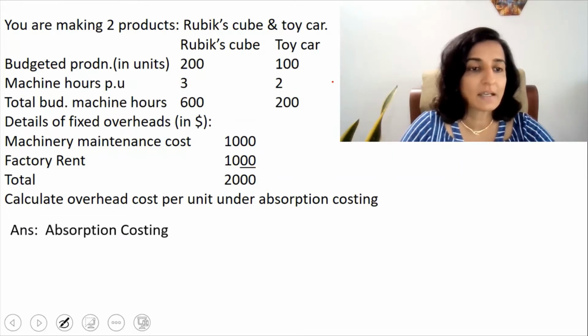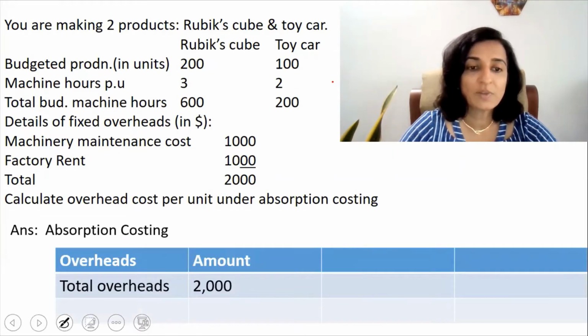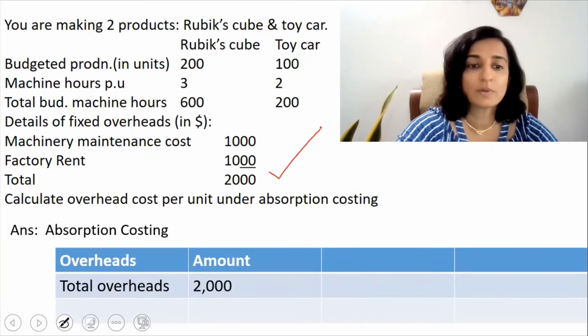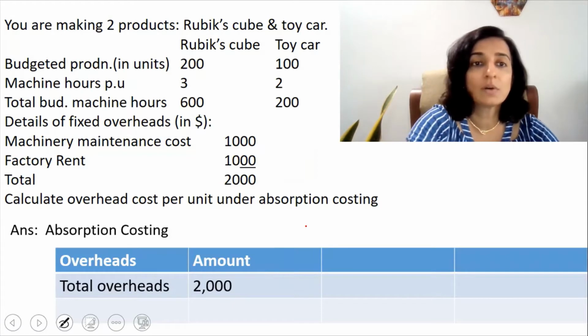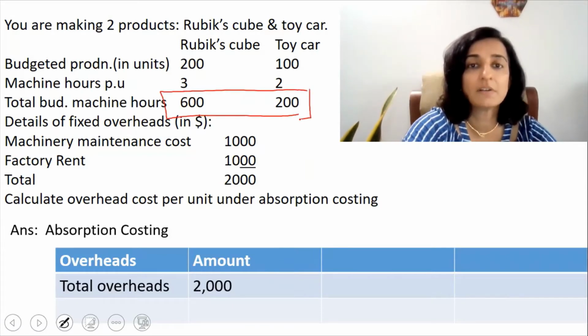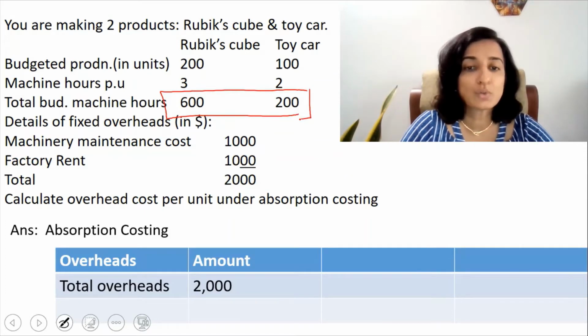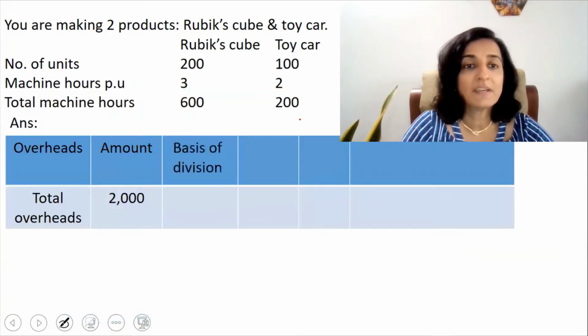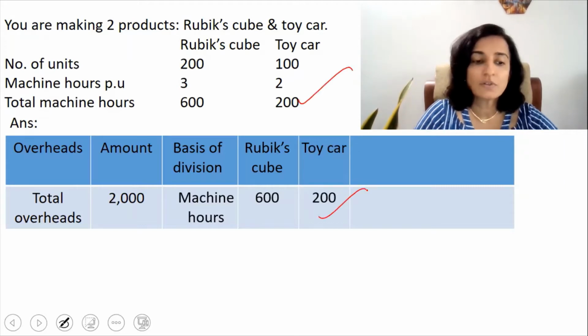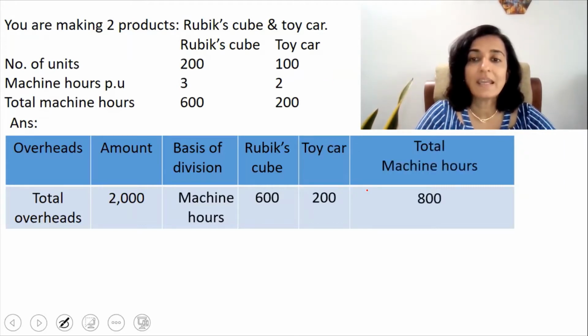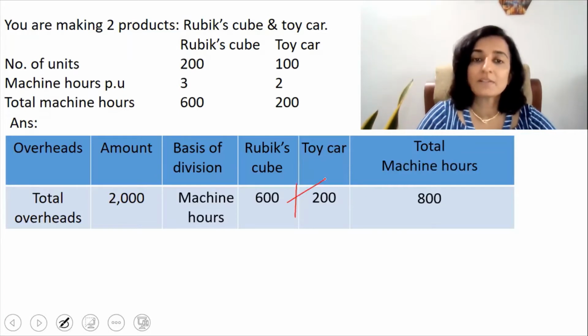So first, let's copy the overheads that is to be divided. We have $2,000 as overheads, so I've copied it into our table. Now we have to divide it based on the budgeted machine hours ratio, that is 600 is to 200. So we will make a note of the same. The basis of division is the total machine hours. For Rubik's Cube, the machine hours is 600. And for toy car, the machine hours is 200. So what is the total hours? Total hours is 800. That is 600 plus 200.